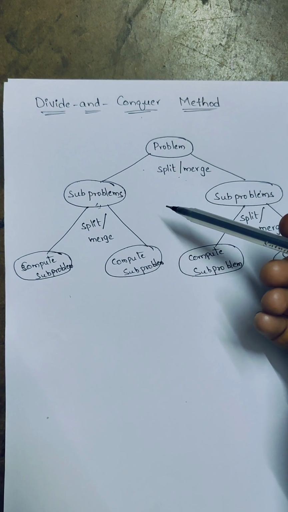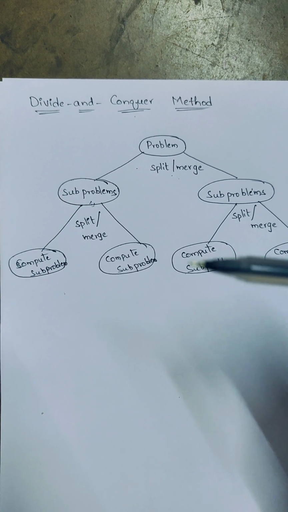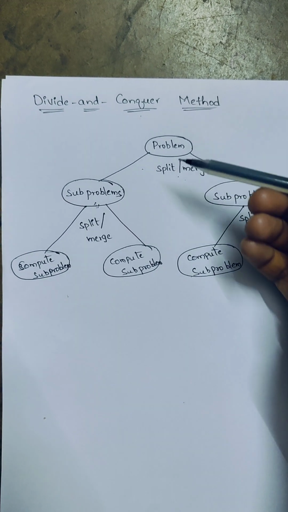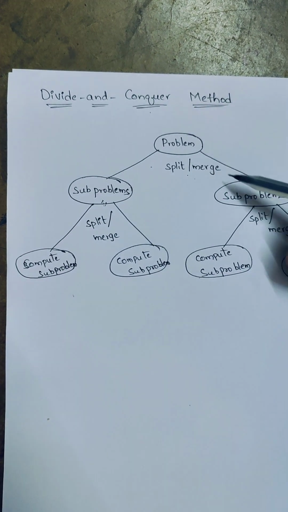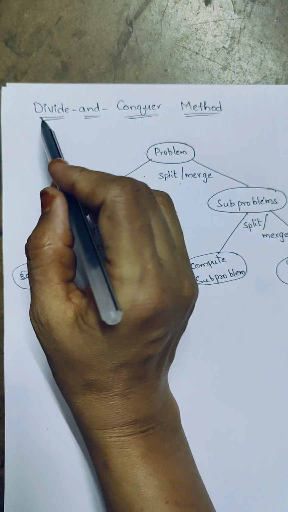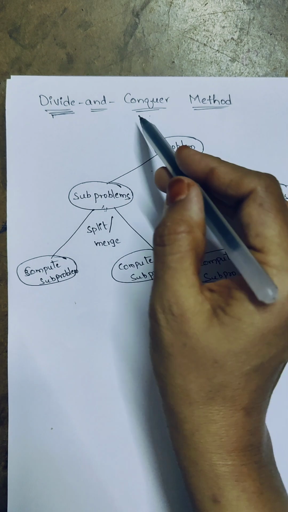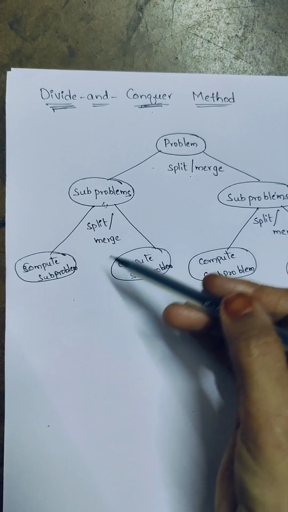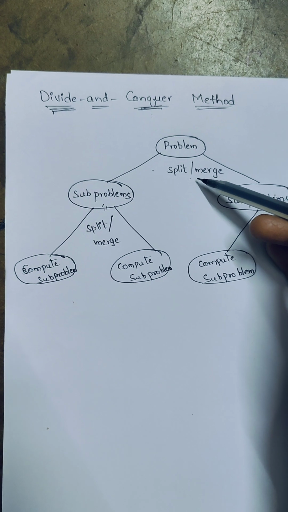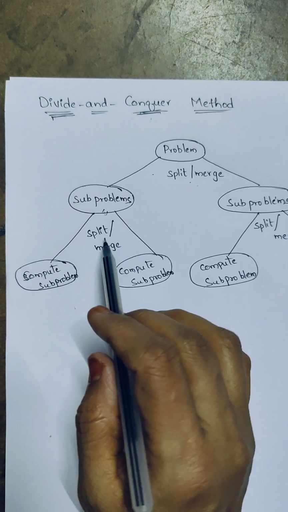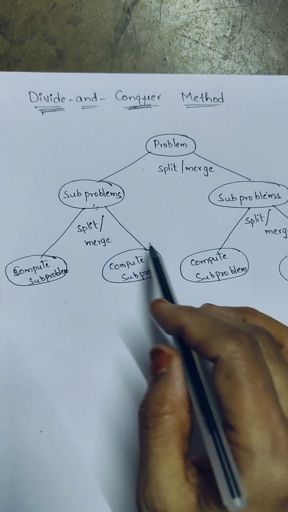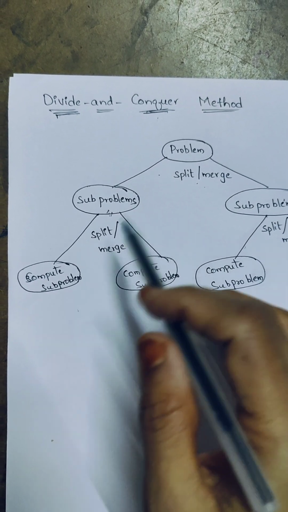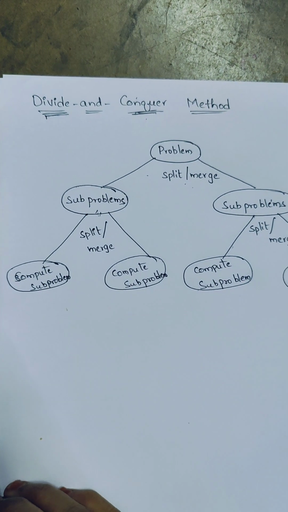Before giving the solution to the problem, first of all we need to divide the problem into some smaller units. Now this is the first part, that is divide. And conquer means we need to do it repeatedly. Solving the problem recursively is nothing but conquer. Repeatedly we divide all the problems into subproblems, and solving the same problem recursively is nothing but the conquer method.